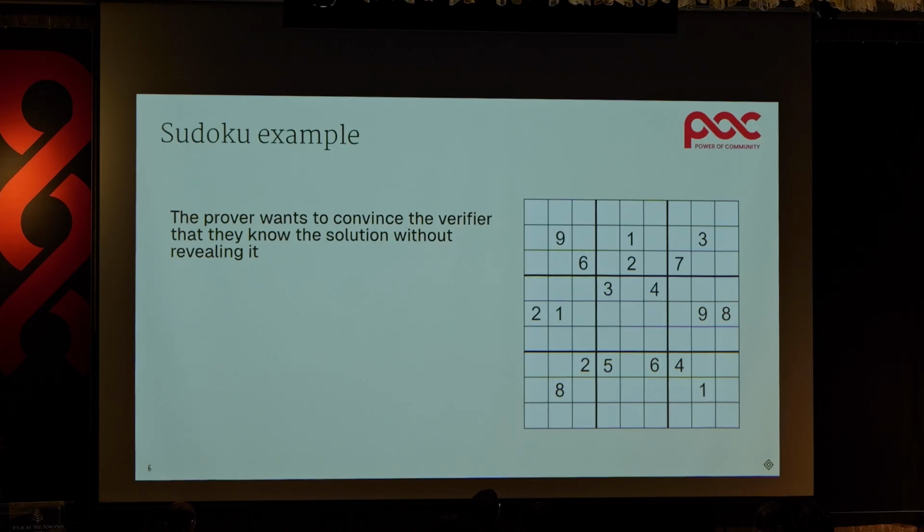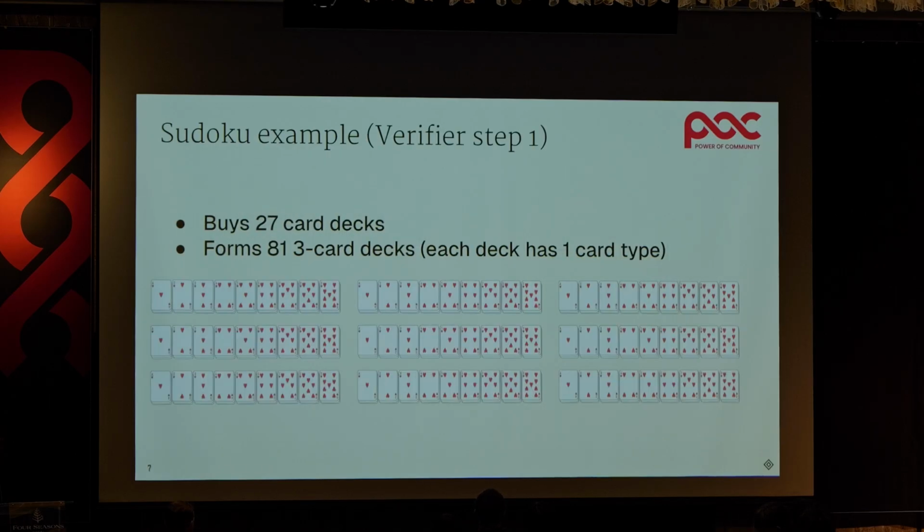So they want to say, I can solve this, I know the solution, the verifier doesn't. So how would we do this? Well, the first thing is you'd have to buy 27 card decks. The idea is you just need to represent the numbers in the Sudoku with cards.